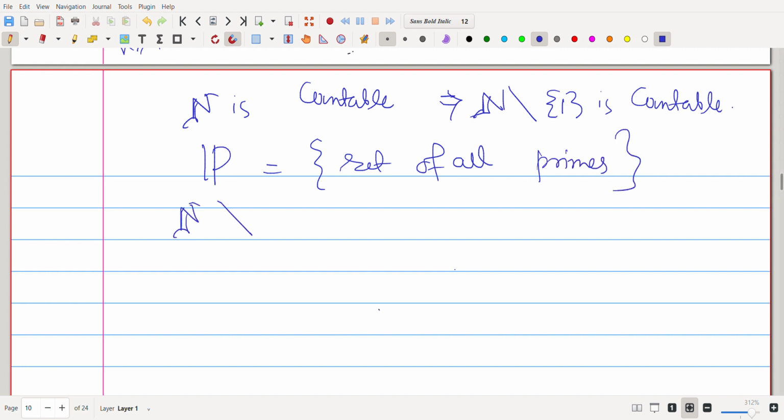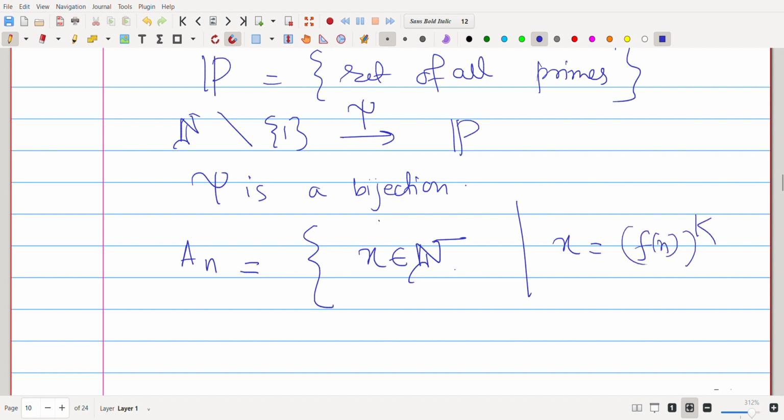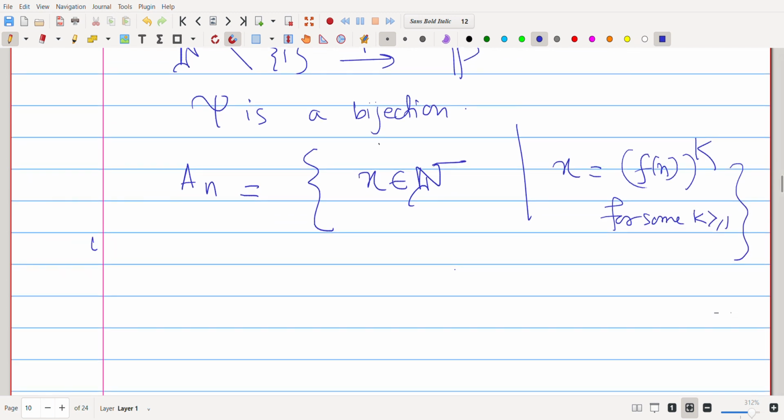So this is also countable. That means we have a bijection, psi is a bijection. We can always have a bijection, right? Now I define A_n equal to x belongs to natural number such that x equal to f(n) power k for some k greater or equal to 1. Okay, so without loss of generality, assume that say n equal to 2, f(2) equal to 2.